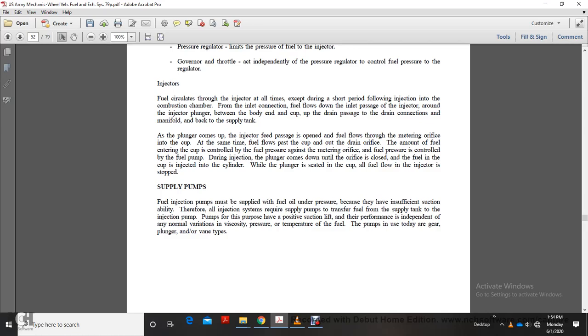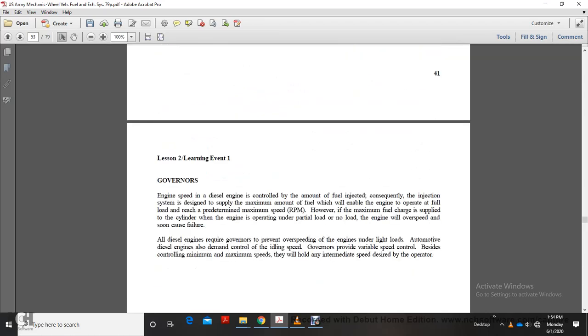Alright, supply pumps. Injector pumps must be supplied with oil under pressure because they have insufficient suction ability. All injection systems require a supply pump to transfer the fuel from the supply tank to the injector pump. Pumps are expected to have positive suction lift, and performance independent of normal variation in viscosity, pressure, and temperature of the fuel. The pumps in use today are gear, plunger, and vane types.